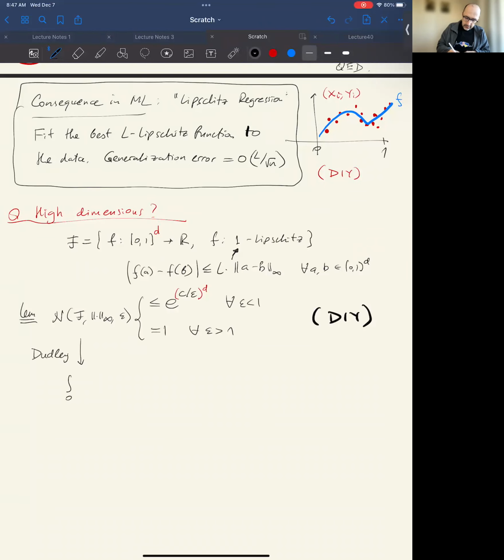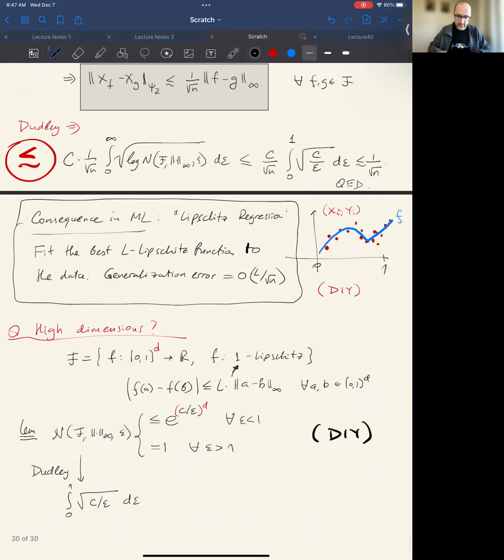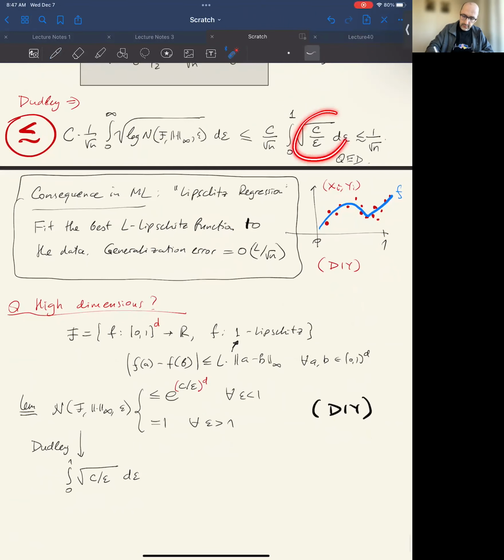And the Dudley integral, if you compute it, instead of this integral like we had before, c, remember this? C over epsilon, right there. Instead of the root of c over epsilon, we now have c over epsilon to the power d, to the power of d, like this. And that's bad news, because that diverges now.